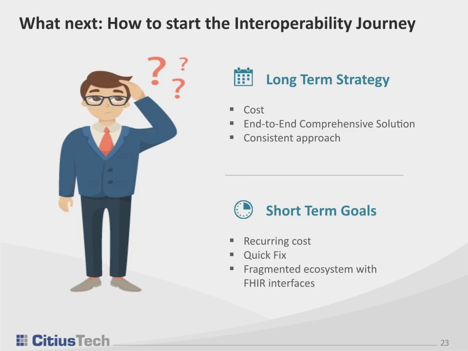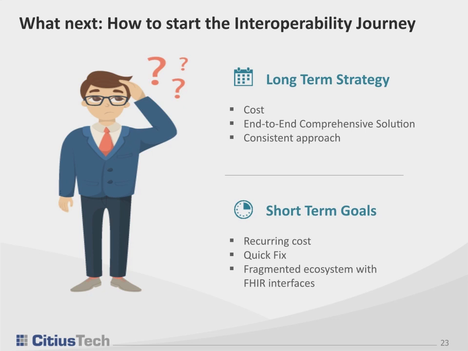Now the next slide. How do you start with the interoperability journey? There are two things. One, you would have a long-term strategy, and the other one is short-term goals. The long-term strategy obviously will end up having more cost upfront, but it will be an end-to-end comprehensive solution. And in that case, it will be a consistent approach for whatever you are doing. Always strategize long-term, but it would probably take a longer time for you to build it as well.